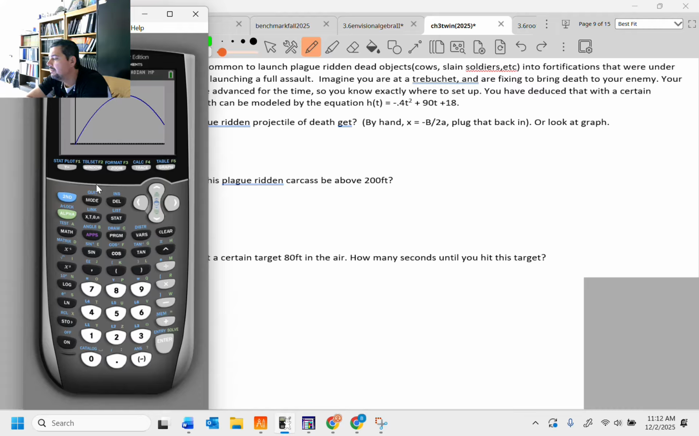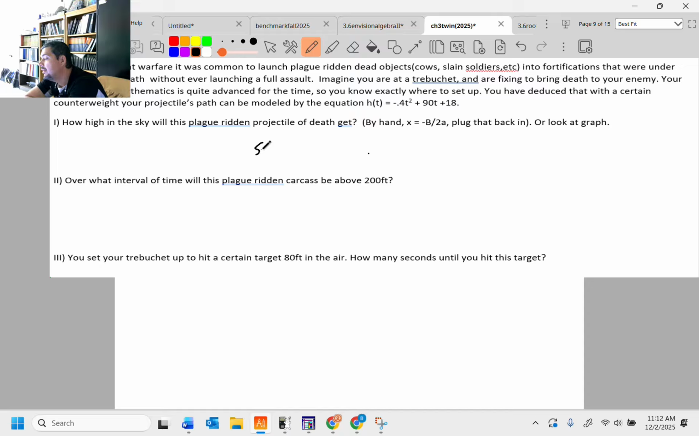Second trace. 4 for maximum. Left, press enter. Right, press enter. Enter for a guess. So the maximum X value is 112.5, but I want to know how high it got, which is 5,080.5. Oh, I cannot talk. 5,080.5 feet, nearly a mile.